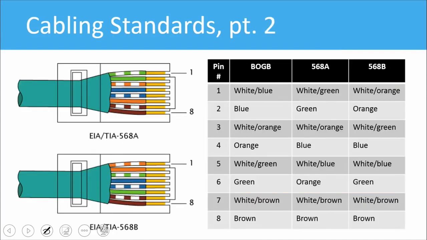All right, so let's detail some of these cabling standards. You've got an older version, BOGB. Then we have the two that are most commonly used: 568A and then 568B. Notice here we've got two models up on the screen for you.